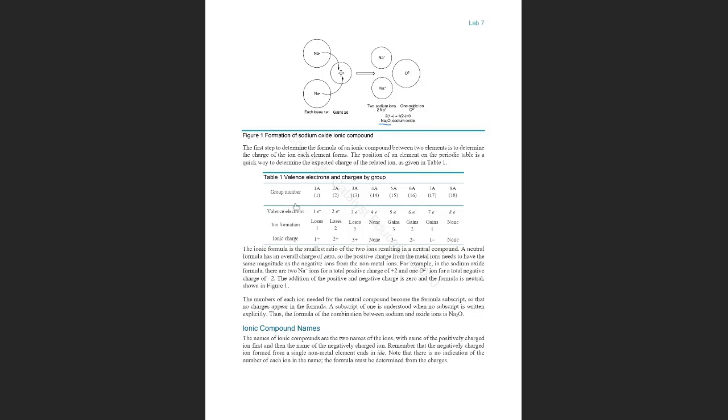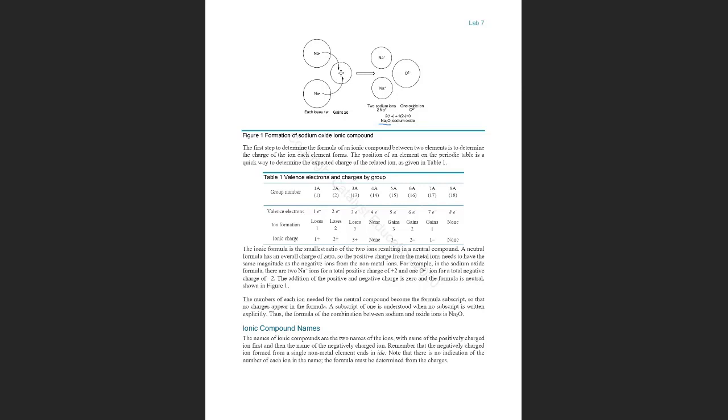So this is just a review of what it showed with the valence electrons, and this is going to be useful for determining what the charges are of the different atoms that we're putting together to form these ionic compounds. So group 1A loses 1 electron, it'll be a +1 charge. 2A loses 2 electrons, it'll be a 2+ charge.